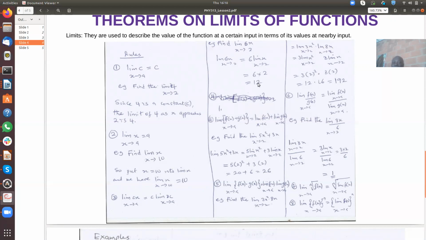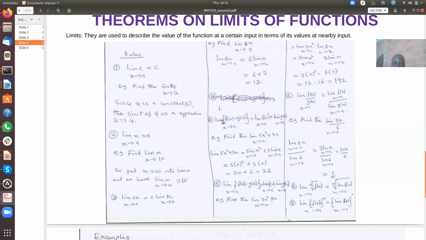Any questions on that? If it is not clear, you are free to ask questions. Any questions? Okay, in the absence of any question, we move to the fourth law, or fourth theorem here, or rule, whichever way you call it.